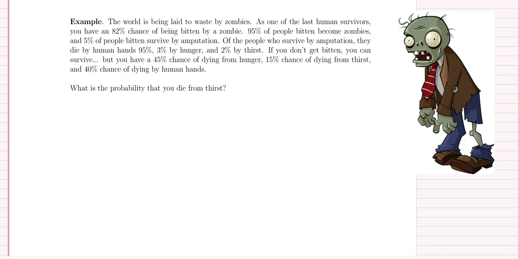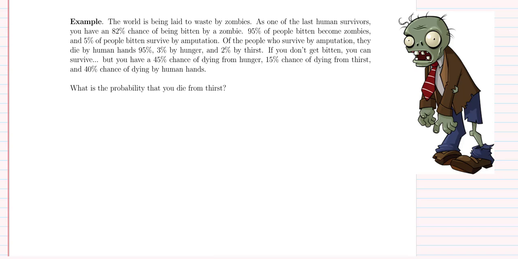The world is being laid to waste by zombies. As one of the last human survivors, you have an 82% chance of being bitten by a zombie. 95% of people bitten become zombies, and 5% of people bitten survive by amputation. Of the people who survive by amputation, they die by human hands 95% of the time, 3% by hunger, and 2% by thirst.